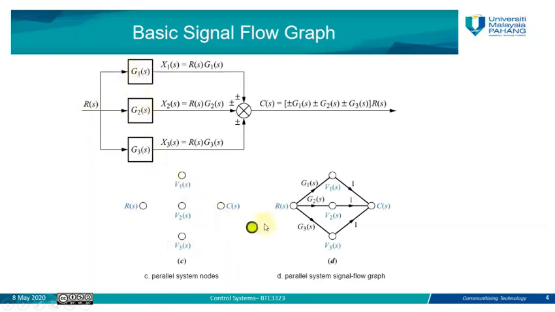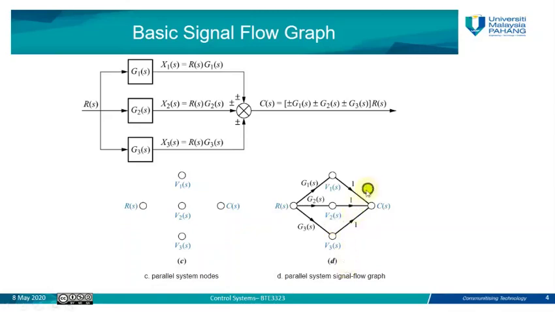So we just draw one branch from RS to V1 with the subsystem value which is G1. Then another branch from RS to V2, RS to V3. After we draw these 3 branches, we want to draw the output of this node, or the connection of this node to the output node. As we can see here, the input comes from RS, the output goes to the CS.